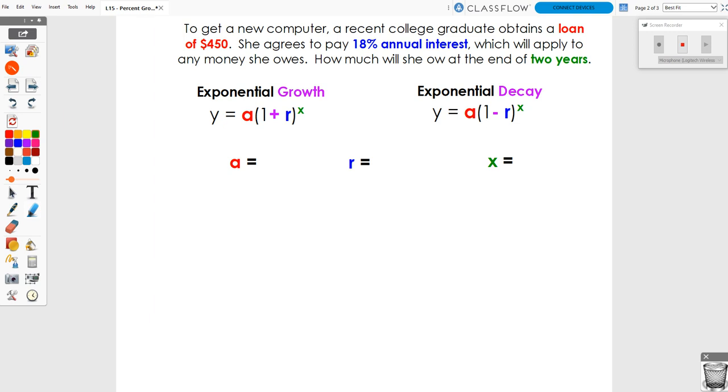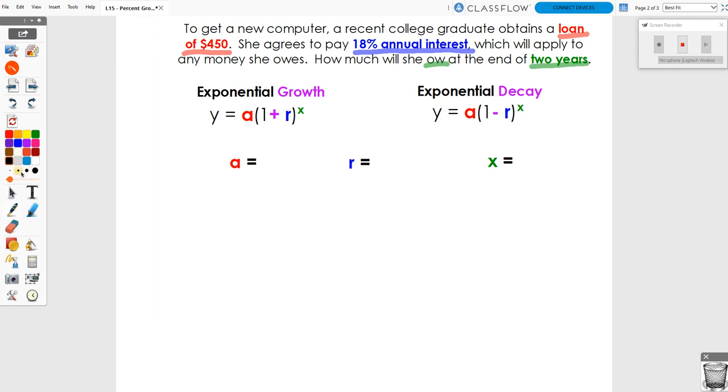So here's our scenario. It says, to get a new computer, a recent college graduate obtains a loan of $450. She agrees to pay 18% annual interest. Now, interest is money you pay on top of the money that you owe. So she's going to have to pay back that $450 plus some additional interest. And the question we're being asked is, how much money will she owe, oops, there's a typo here, sorry about that, at the end of 2 years? So how much will she owe at the end of 2 years?